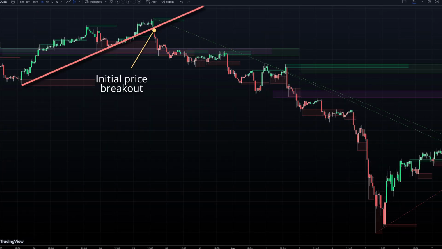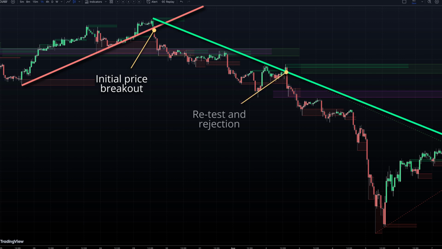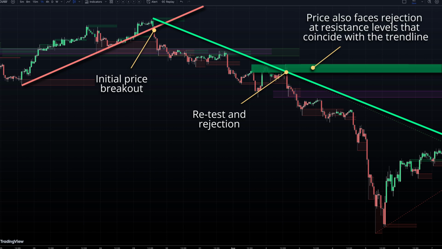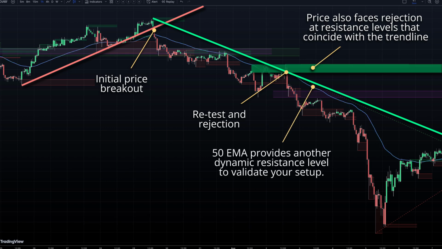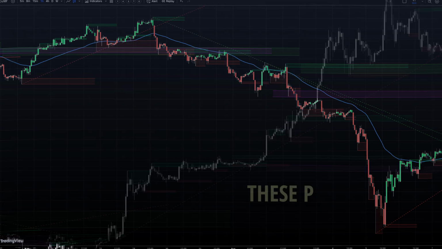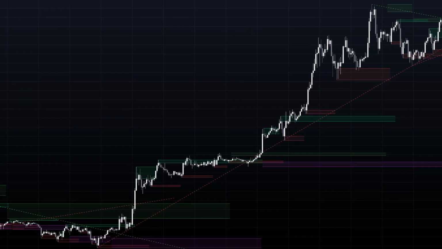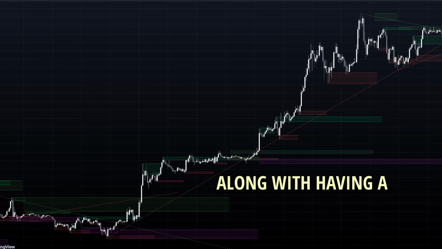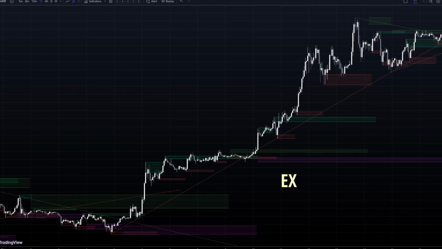The power of this indicator becomes evident when price returns to test a trend line after 2 touches and gets rejected. At these levels, you'll often see multiple support lines and higher time frame areas converging, creating strong reaction points. Adding a 50 EMA provides another dynamic support level to validate your setup. These patterns repeat consistently. Patience is key, along with having a well-planned system for entries and exits.